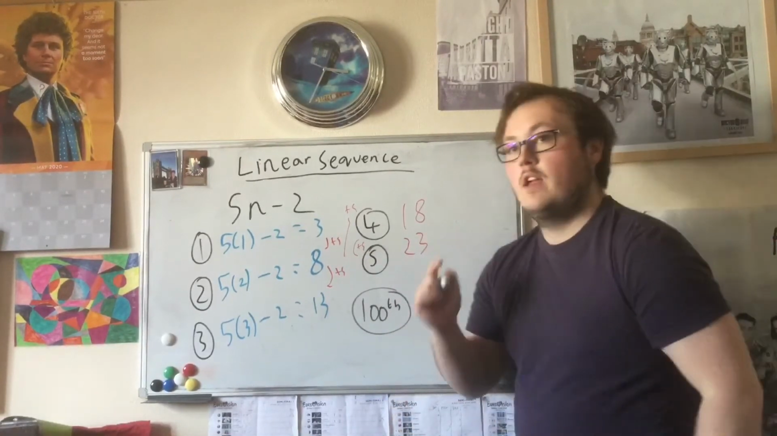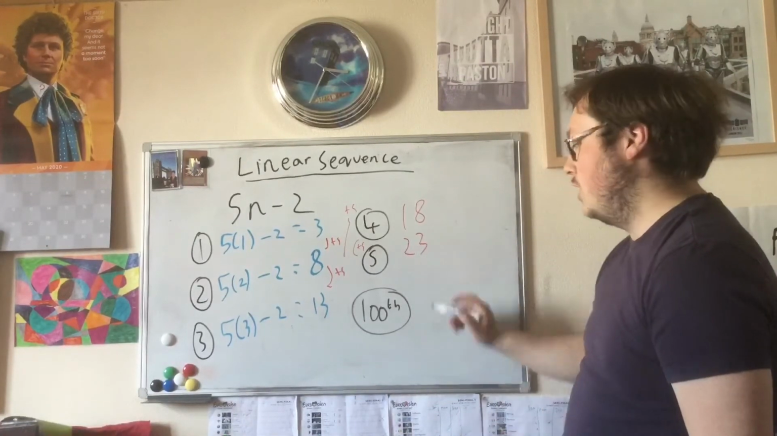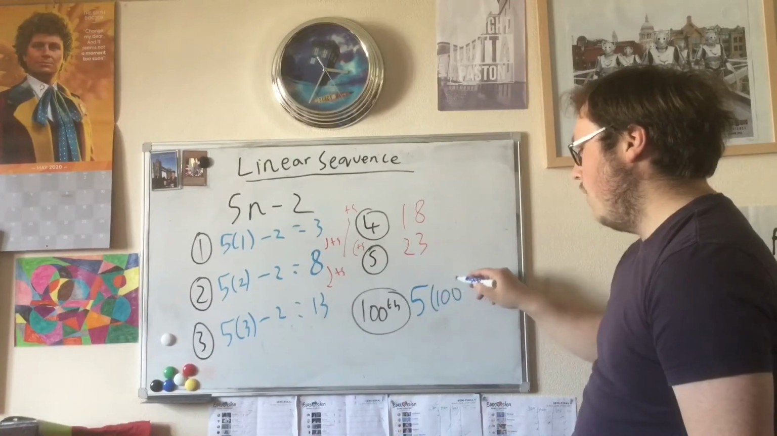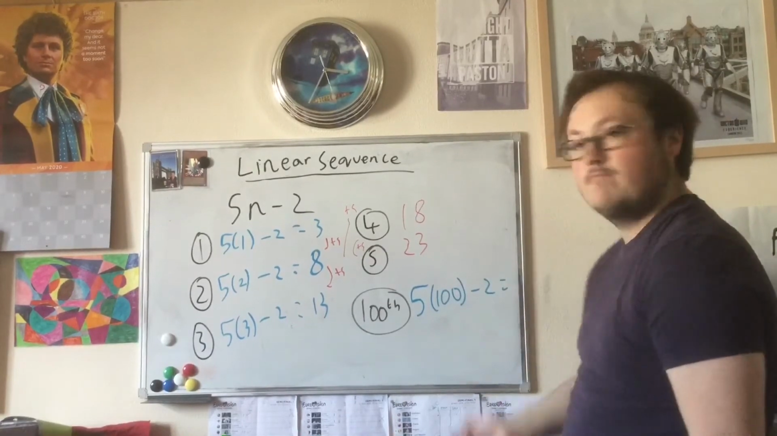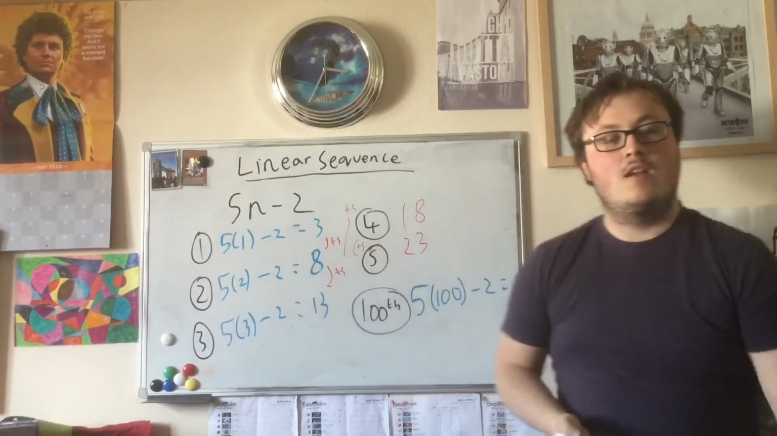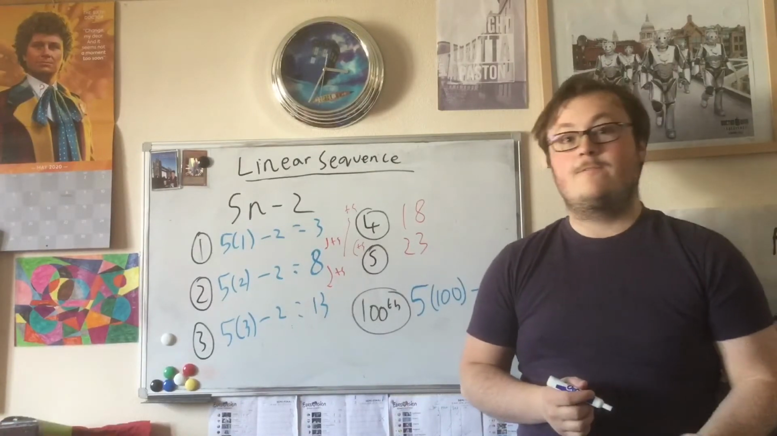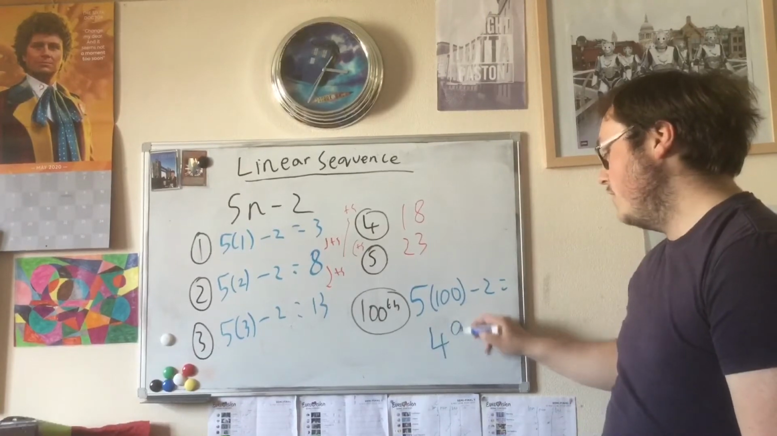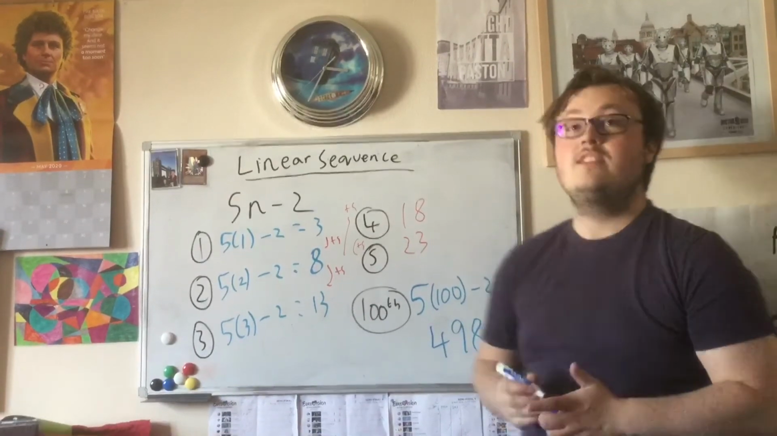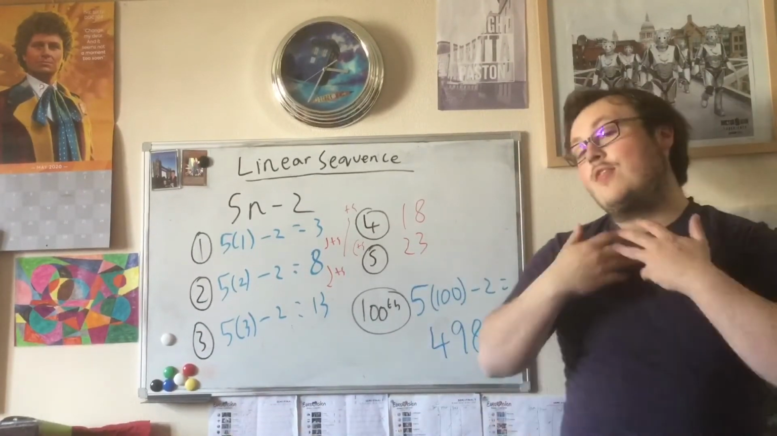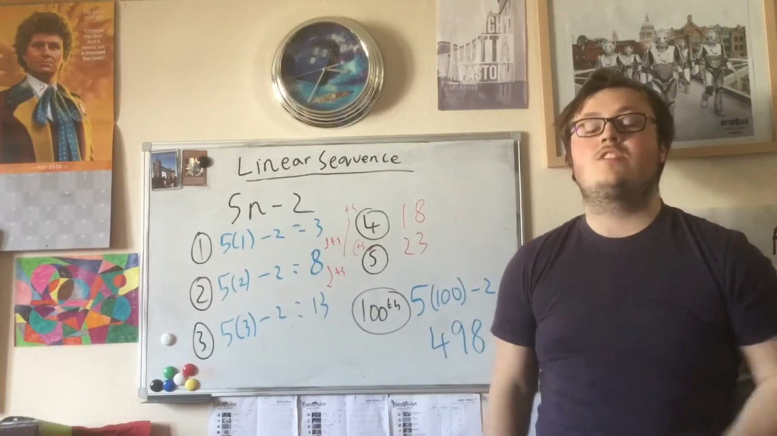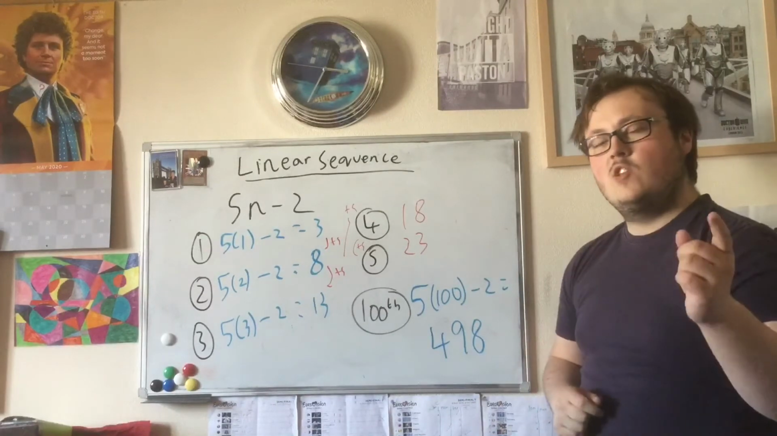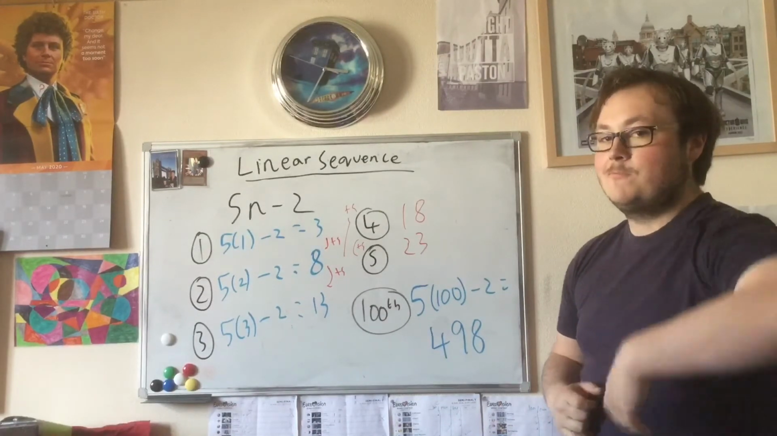If we're looking for the 100th term, all you've got to do is replace that n with 100. Like so. So what's 5 times 100? 500. What's 500 minus 2? 498. And that is all you have to do to find terms in a sequence. Let's do one more before the challenge.